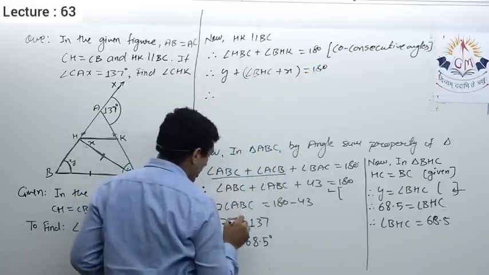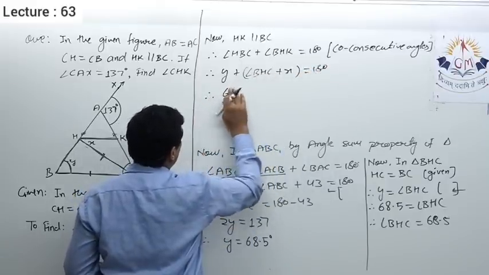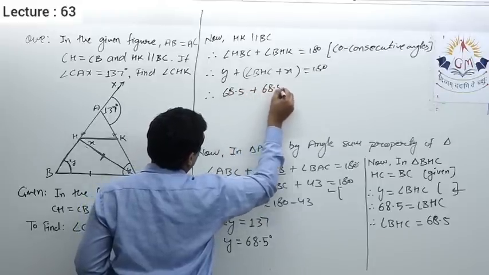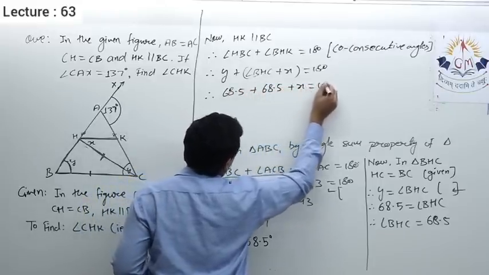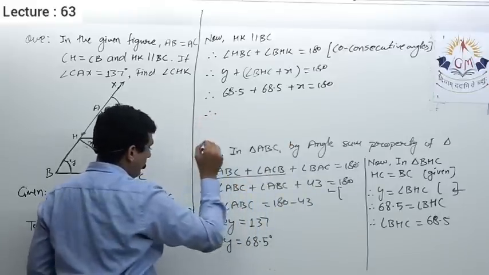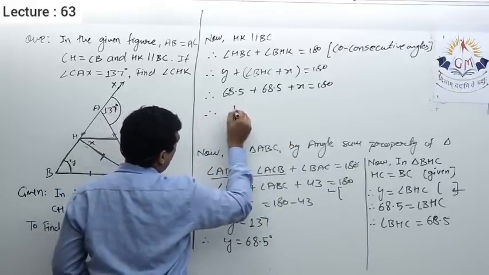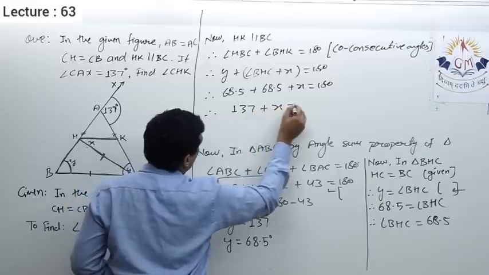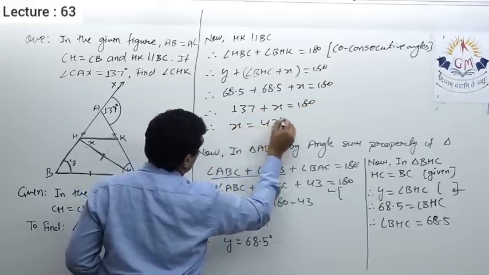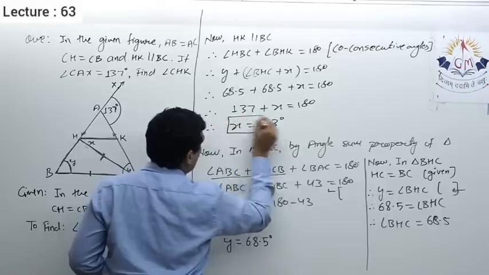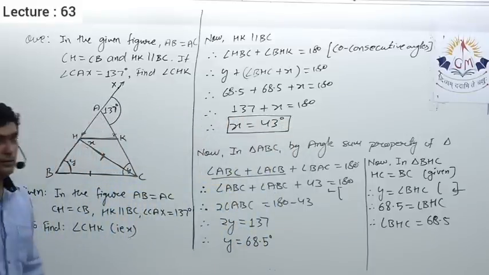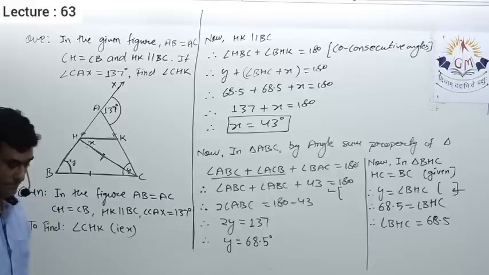So this y is 68.5. This BHC is again 68.5 plus x is equal to 180. So this 68.5 twice, that is 137 plus x equal to 180. So x is equal to 43 degree. So this is my final answer. Please note it down, then we'll see the next question.